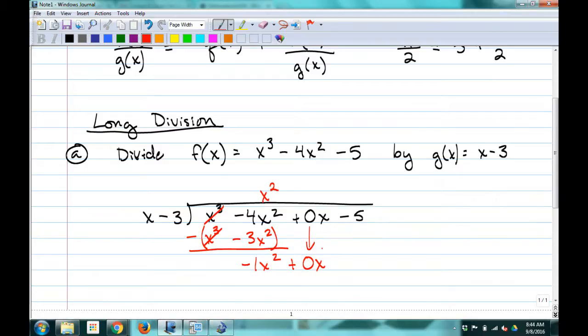If you're dividing by something larger than this, you're going to bring down however many terms you need to make that the same thing. So if this was a trinomial here, you go ahead and bring down the third term too. But usually you only have to bring down 1. What times x gives me negative 1x squared? Negative x. So I'm going to subtract x. So that'd be negative 1x squared and positive 3x. And I'm going to subtract that stuff.